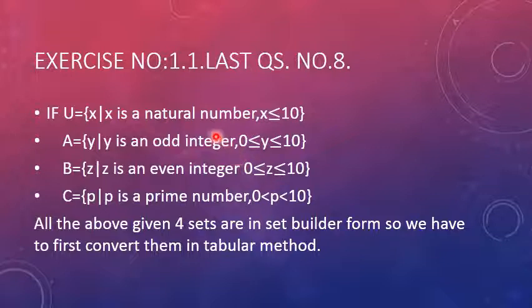Natural numbers start from 1. Odd integers are 1, 3, 5, 7, 9. Even integers are 2, 4, 6, 8, 10. But for prime numbers, you know that prime numbers are those numbers having just 2 divisors. All the above given 4 sets are in set builder form, so we have to first convert them to tabular method before solving.